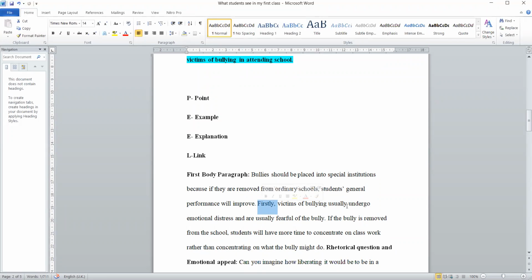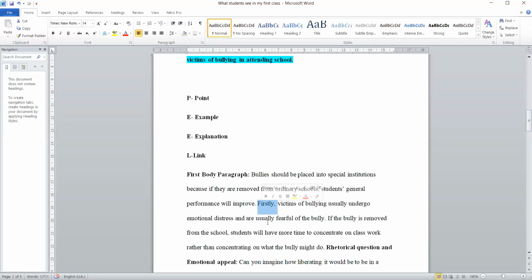First, secondly, therefore, however. So they are transition words. They help you to transition and provide information for your paragraphs.